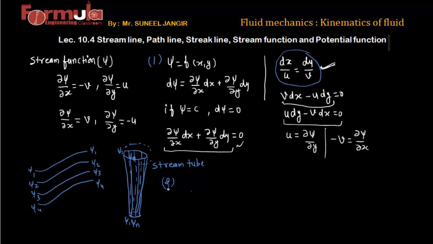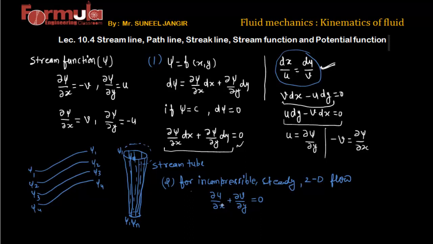Suppose we are considering the continuity equation for a 2D flow. I haven't told you what the continuity equation is, but I hope you know the continuity equation for 2D flow. We will discuss it after this lecture. For incompressible, steady 2D flow, the continuity equation we can write is del u by del x plus del v by del y equals 0. This is the continuity equation for incompressible steady 2D flow that we are defining here.